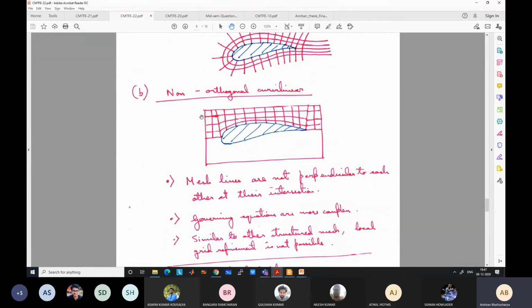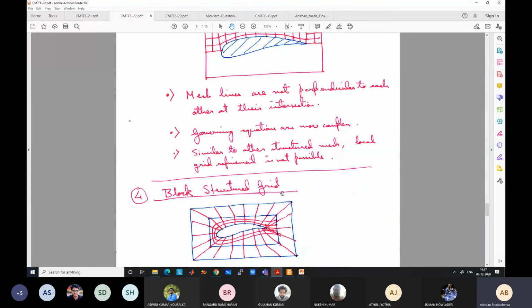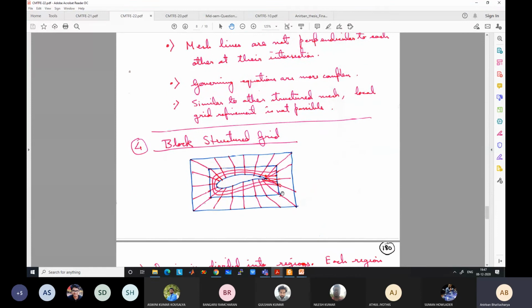In all these cases, the mesh structure is the same within the domain. But there can be cases where you can divide the domain into multiple subdomains, which are known as blocks. And each block has its own type of structured mesh. The structure can be totally defined.